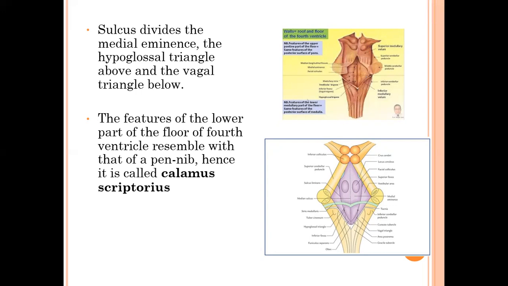So the vagal triangle, I told you that it not only contains the nucleus of the vagus nerve, but also the glossopharyngeal and cranial accessory nerves. The vagal triangle is crossed by a translucent ridge called funiculus separans. You can see here, this is the funiculus separans. The small area between the funiculus separans above and the gracile tubercle below is called the area postrema. This is the area postrema. This area consists of highly vascular neuroglial tissue.